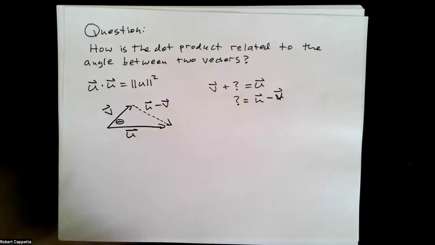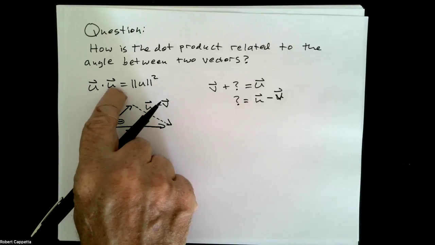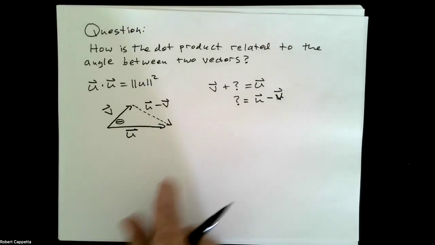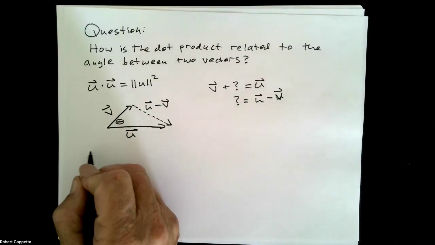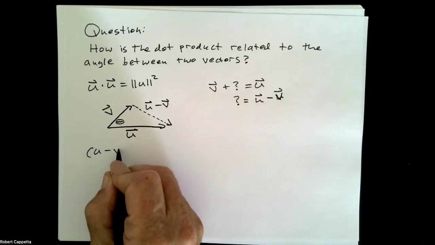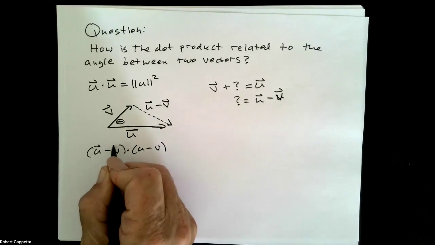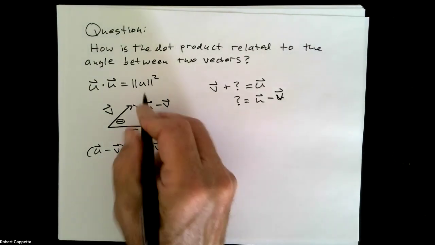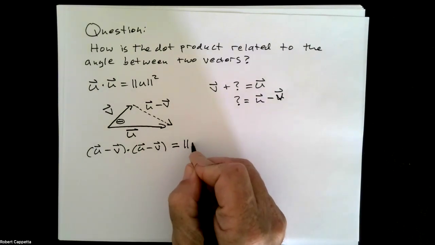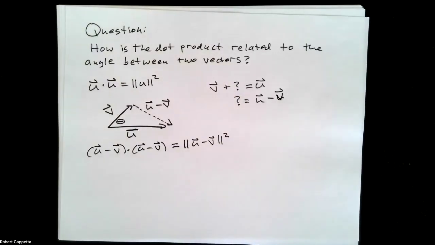Well, let's remind ourselves of this fact. A vector dot producted with itself is the same thing as the length squared. So if I were to take u minus v dot u minus v, so these are all vectors. In print, those would be bold typically. U minus v dot u minus v would have to be what? The length of u minus v squared. So we know that fact.